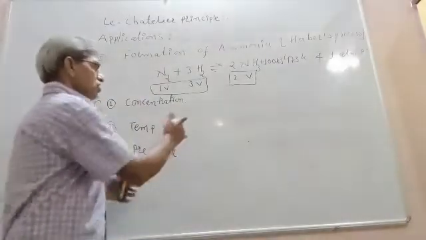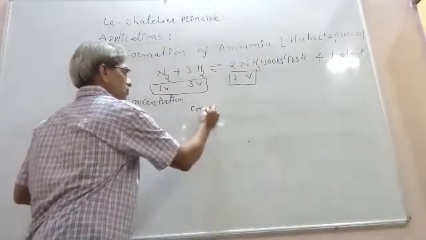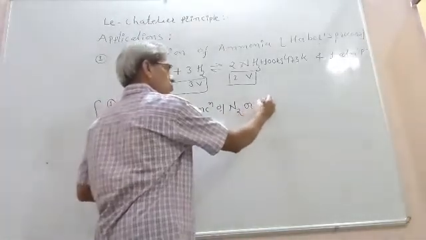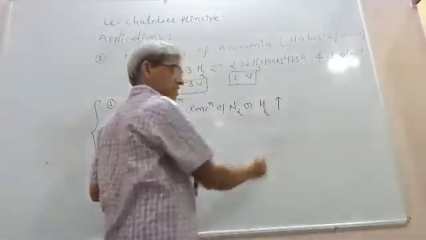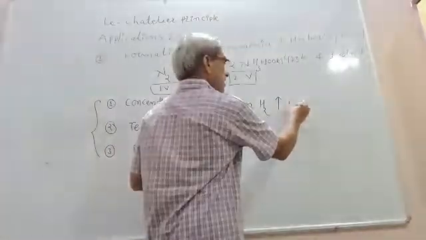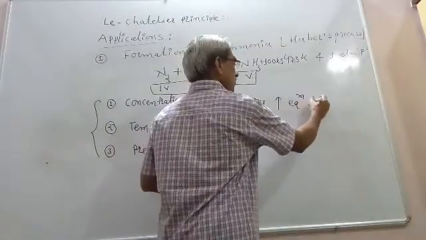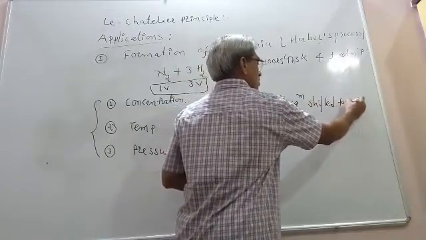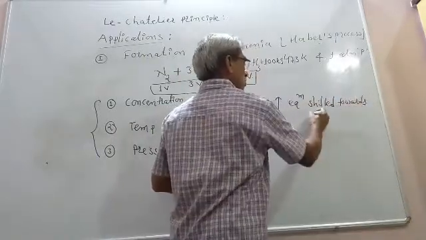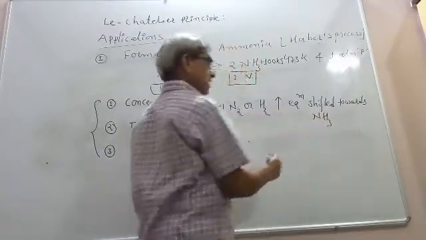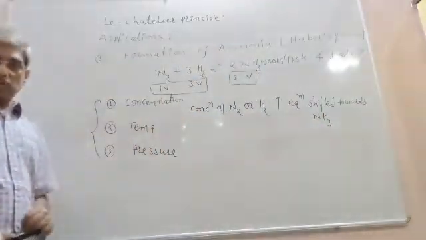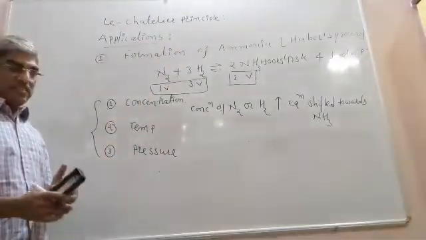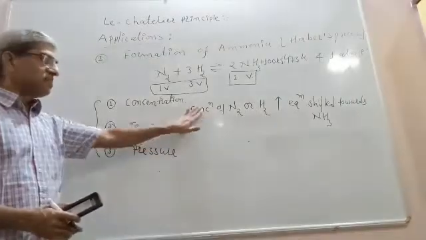As the concentration of N2 or H2 increases, then the equilibrium shifts towards ammonia and more ammonia is obtained. The arrow pointing upward indicates increase, right? This is the first factor.